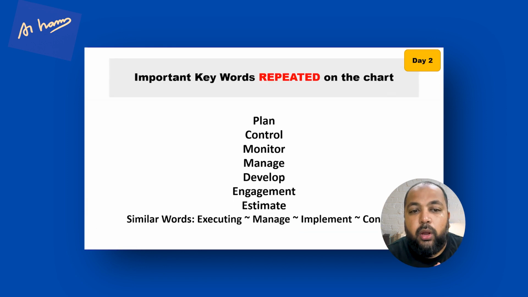Okay, now on day 2. On day 2, I want to share some important keywords with you. There are like 7 keywords which will cover almost 34 processes. Important keywords repeated on the chart. What are they? Plan, control, monitor, manage, develop, engagement, estimate, right? These are the keywords you need to remember. On day 2, just make a note of the 7 keywords, and I'll be sharing maybe plan, control, and monitor for day 2, and just do that for today, and then we'll stop. So when you're writing down on day 2, just do this. These are simple steps you have, right?